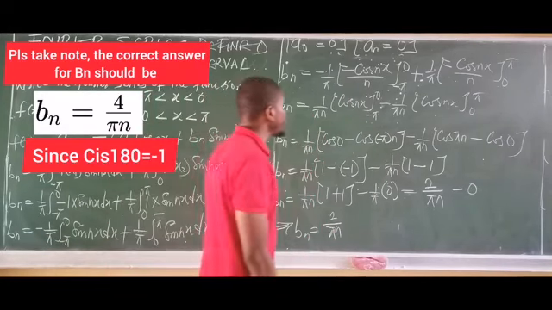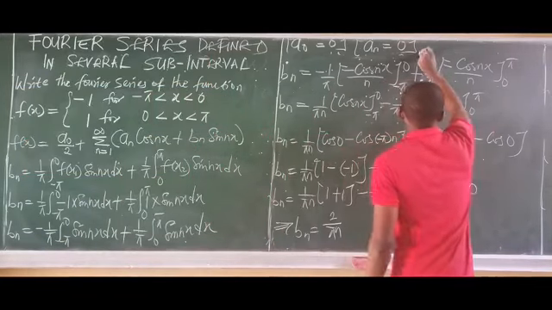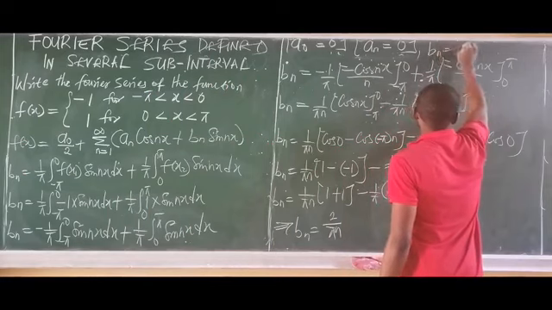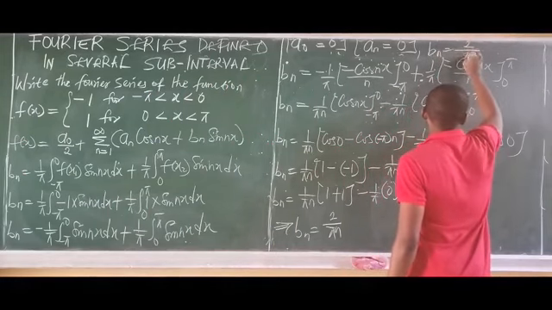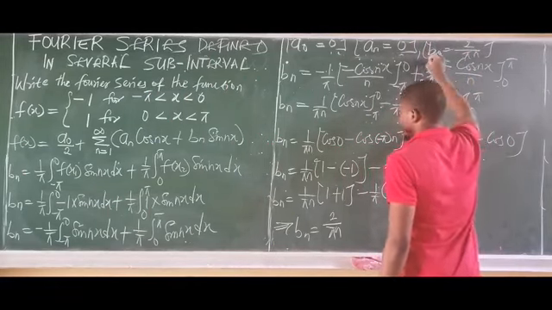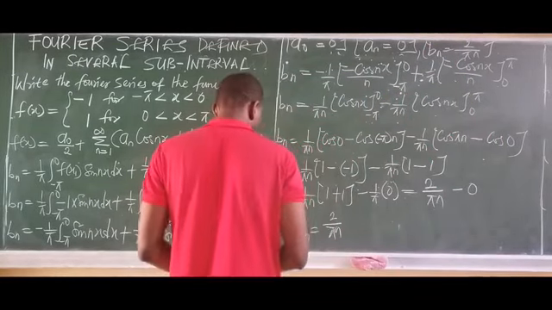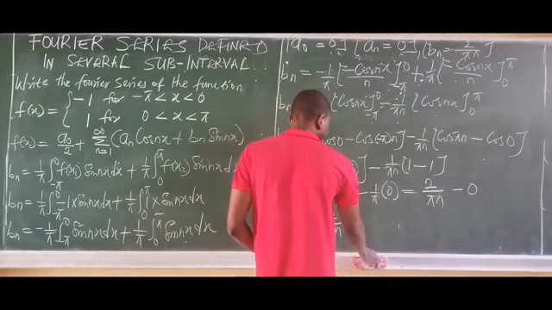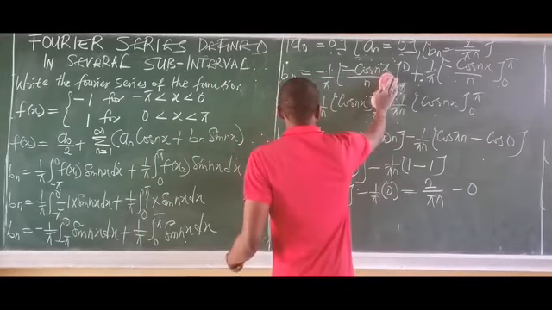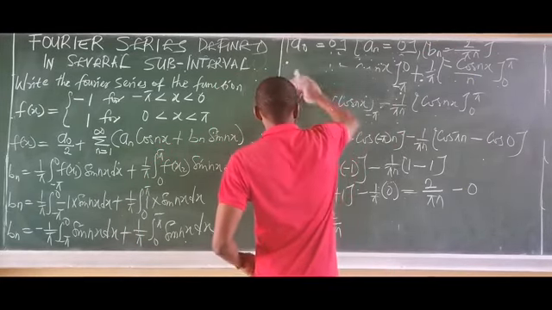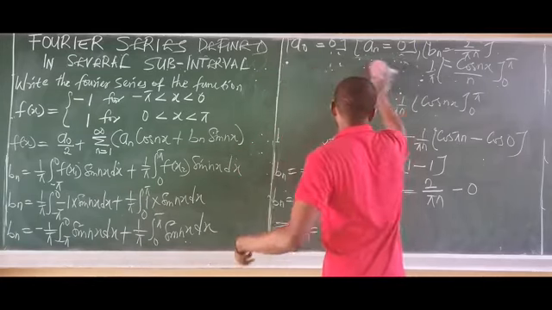All right, so bn is given as 2, bn equals 2 all over pi n. So we have this value for bn. We can now attempt to write our series. So let's write the series of the function.